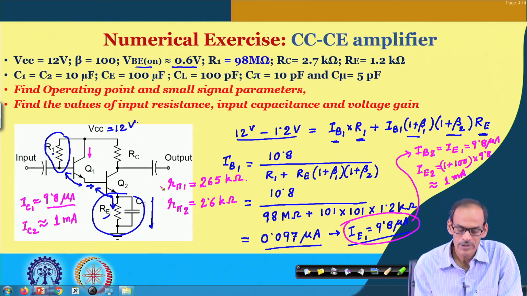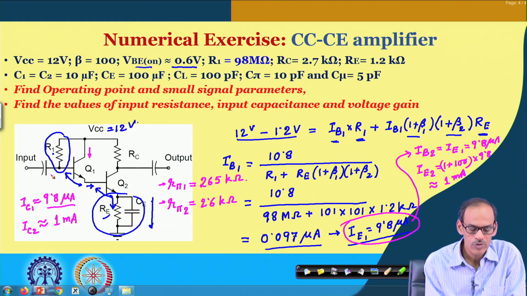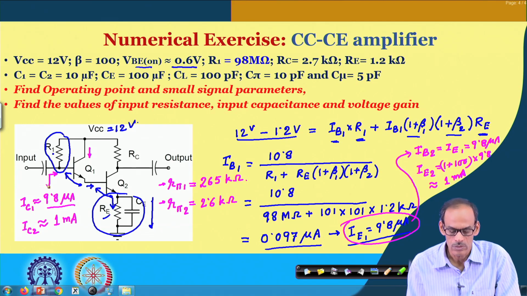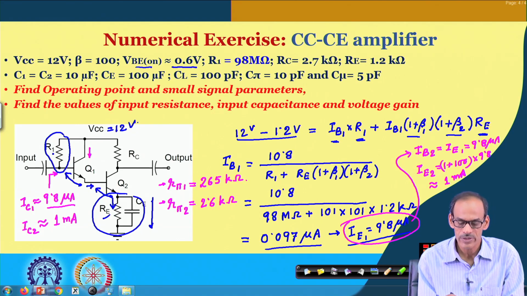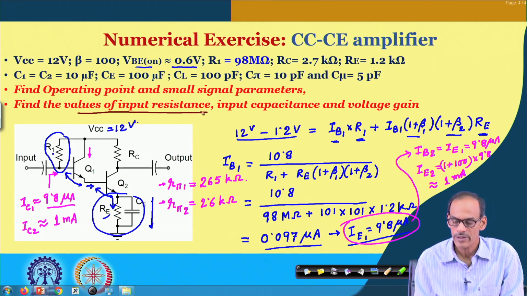So, if these two resistances are known, then we can find the input resistance of this circuit. What is the input resistance? That is very important for this configuration, because we would like to increase the input resistance by putting this CC stage.